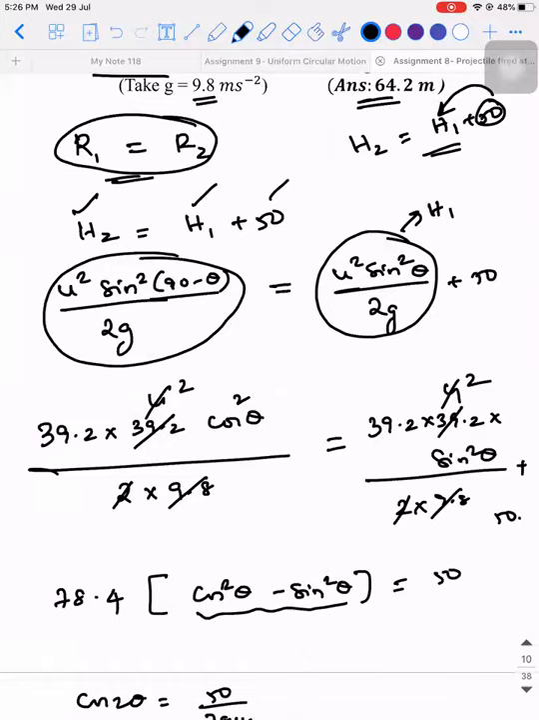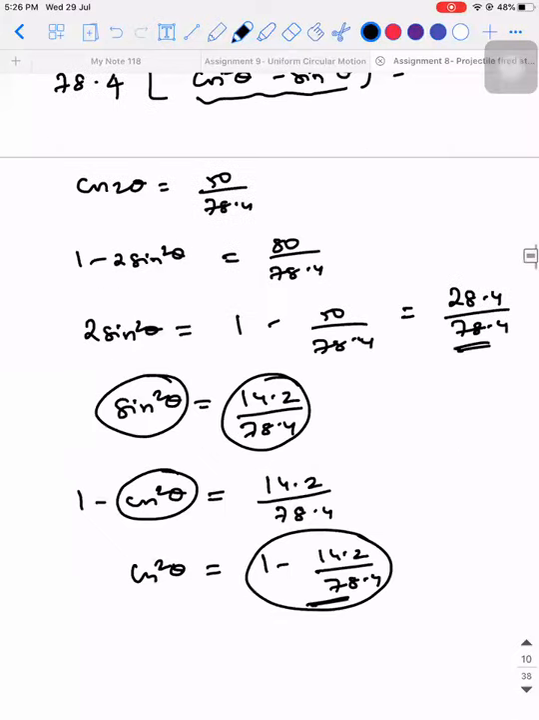So you'll get this. You can add 50 to that. That also will give you the answer.